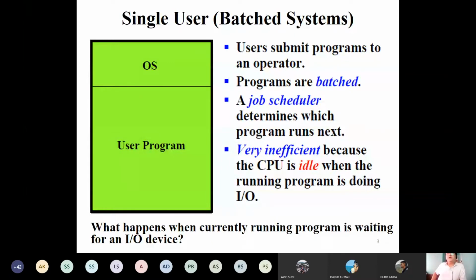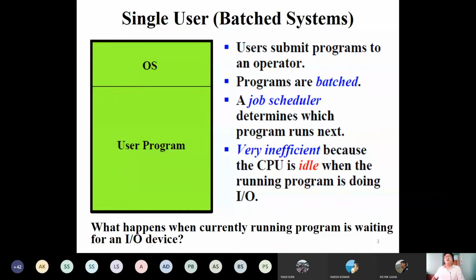So the thing here is that the programs, or the group of programs, whose resource needs were the same were grouped together and called a batch, and the operator used to execute the programs batch by batch. So that is the basic idea.